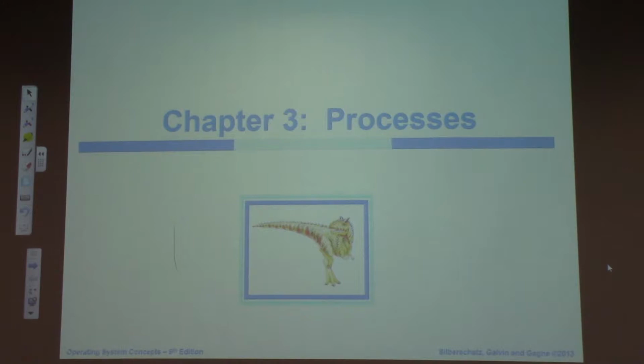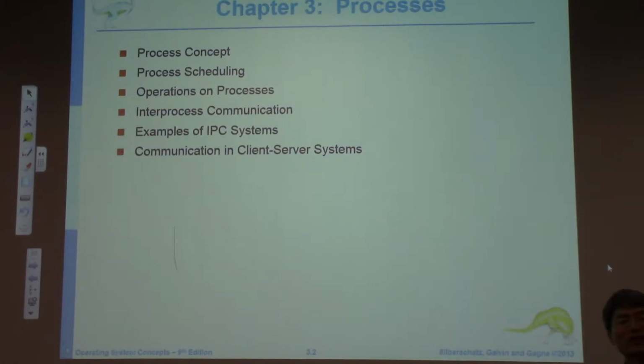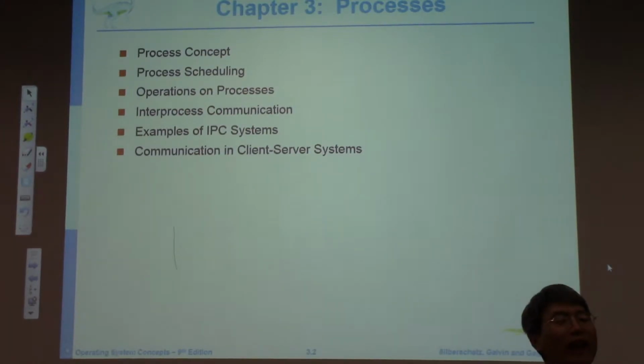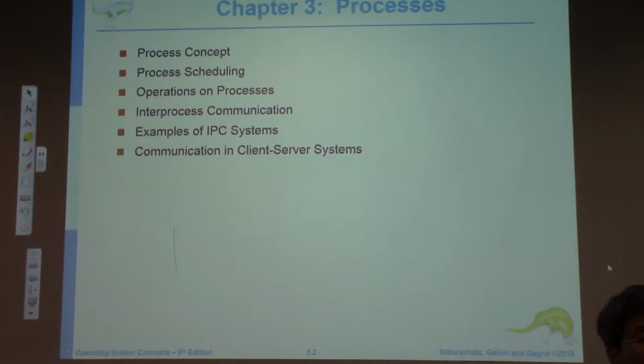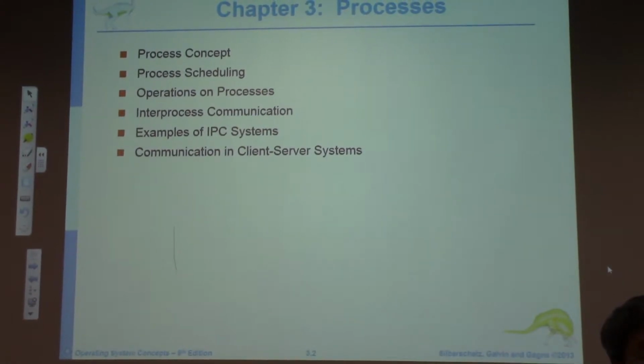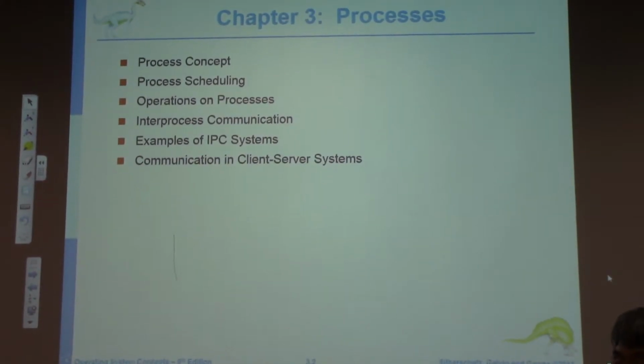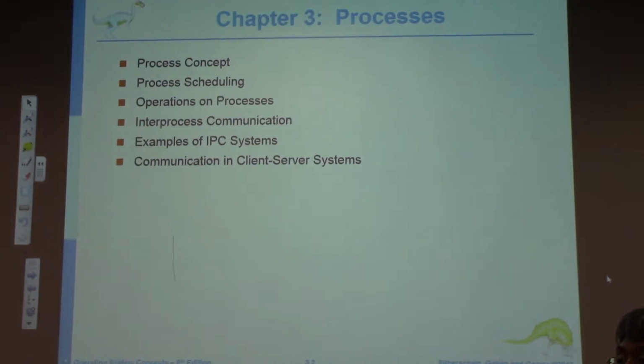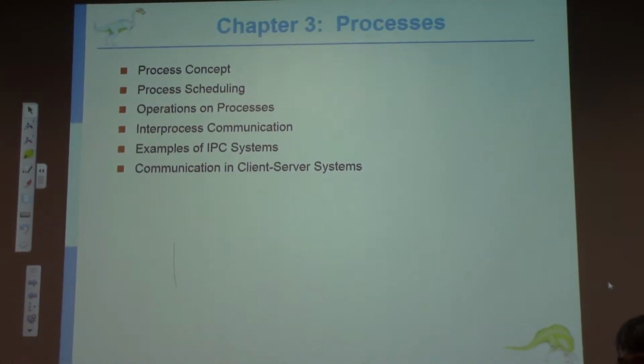So today we are going to start with process management. By the way, what is a process? I asked them many times already. So what is a process? It's a program in the memory.